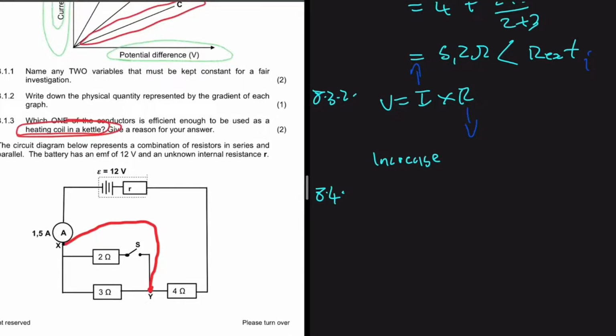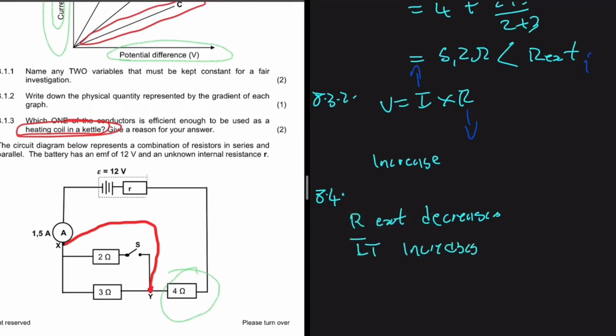So if we connect X and Y, we have reduced the resistance, because now the only resistor that will be getting current is the 4 ohm. What we can see first is that R external decreases. But what is the consequence of R external decreasing? If R external decreases, then IT, the total current in the circuit, increases.